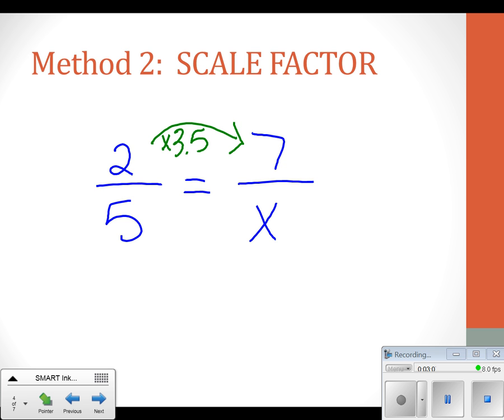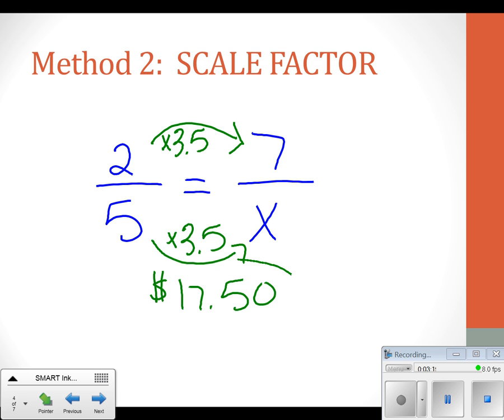Well, if we're doing that on the top, whatever you do on the top, you do on the bottom. You're going to multiply $5 by 3.5, so triple it, and then half of it would give you $17.50. That is using the scale factor, where you're comparing the values within one unit.